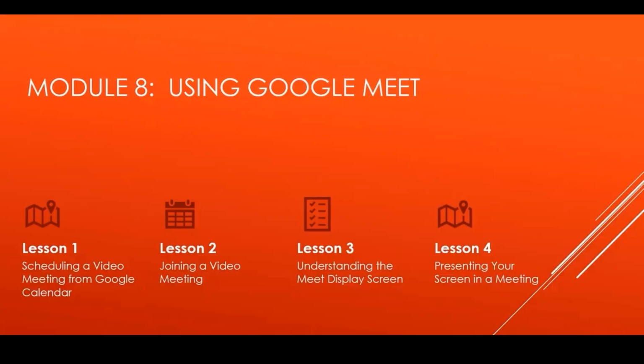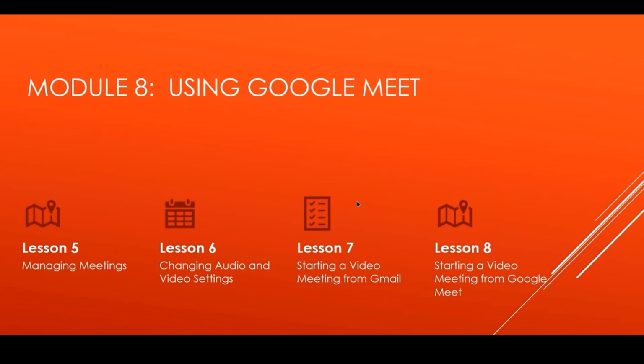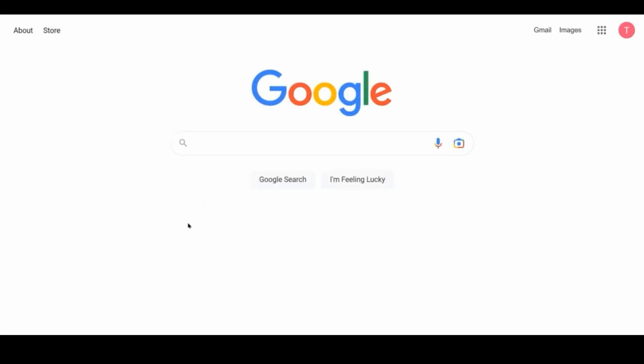In our 8th and final module, we'll be using Google Meet over 8 lessons. We'll start by scheduling a video meeting from Google Calendar. You'll learn how to join a video meeting, and then you'll learn about the Meet display screen. You'll also learn how to present your screen during a meeting, and then how to manage meetings, how to change your audio and video settings, how to start a video meeting both from Gmail and ending with starting a video meeting from Google Meet. So we're going to get started by scheduling a video meeting from Google Calendar.